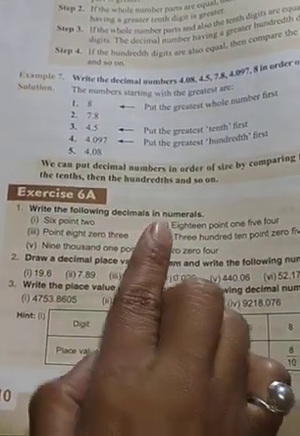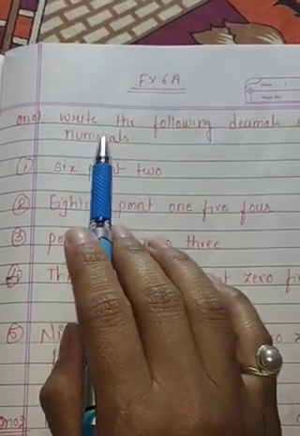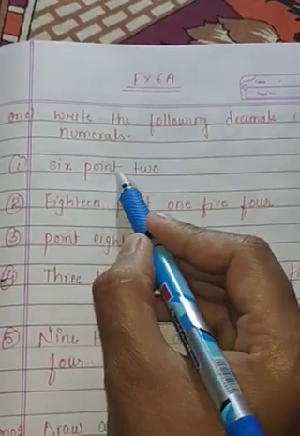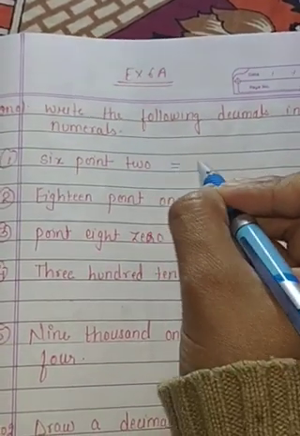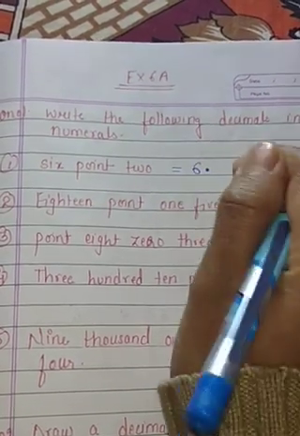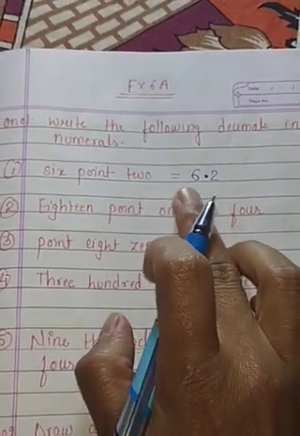Write the following decimals in numerals. So how will we write, beta? 6.2. We know what is 6. The point we write like this, and they are saying 6.2. So we will write 6.2.